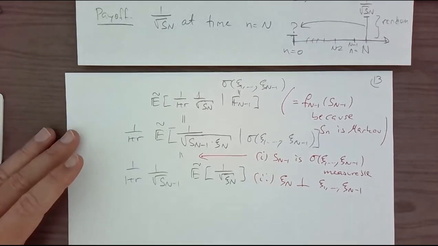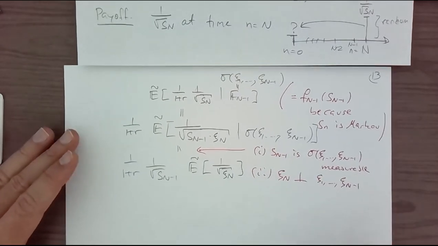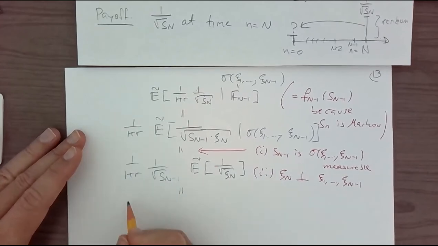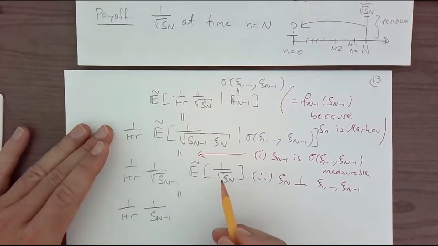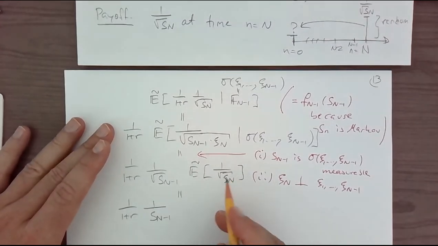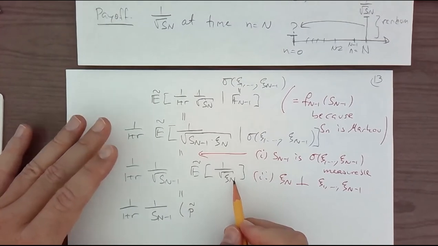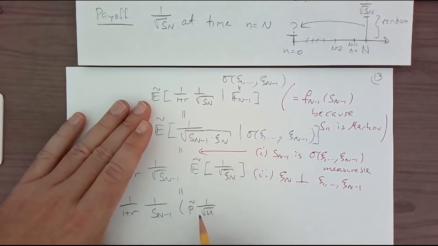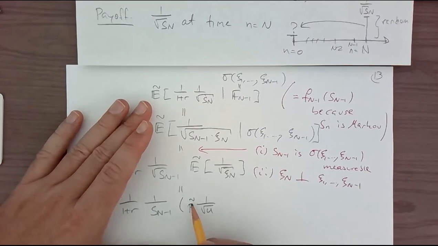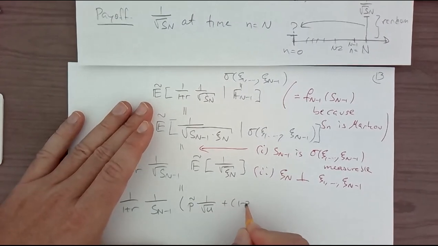So this is quite similar to what we've seen a few times before. I'll have here 1 over 1 plus r, and then I'll have 1 over square root of Sn minus 1, and then I need to compute this expectation. So this will be p tilde. This is when psi is u, so this is 1 divided by square root of u. Don't put this 1 over square root together with the p tilde, it doesn't work like that. And then there's 1 over square root of d.